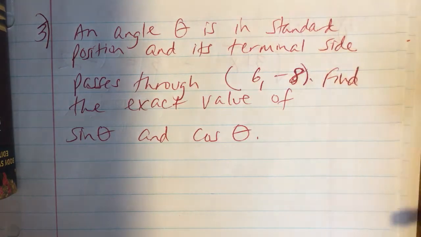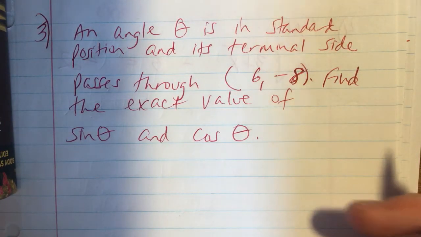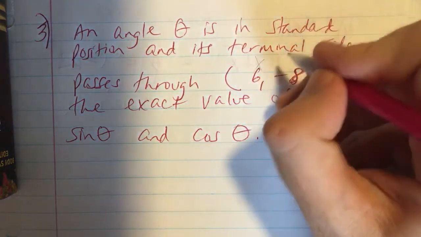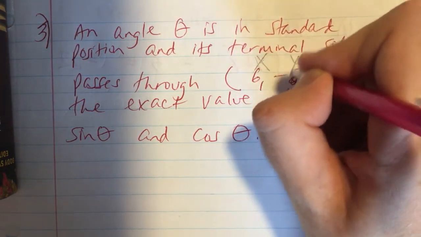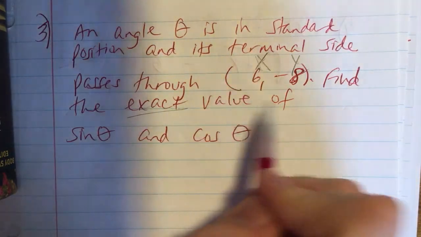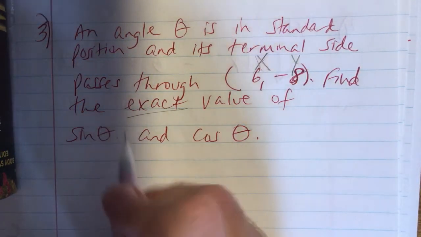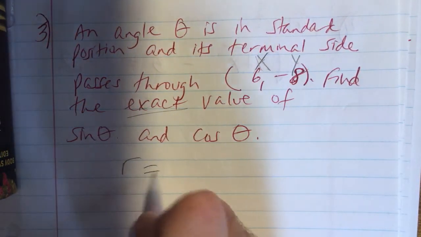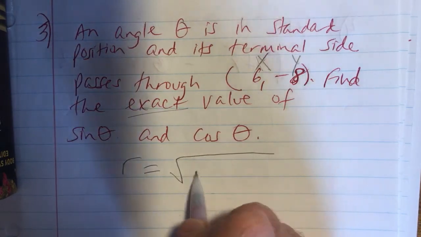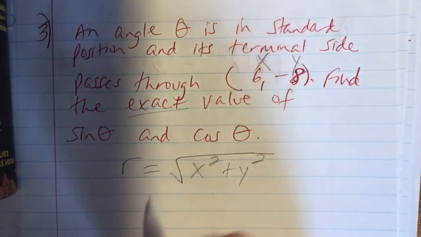Number 3, an angle theta is in standard position and its terminal side passes through the point (6, -8), where 6 is x and -8 is y. We want to find the exact value, so we're not going to use our calculator, of the sine of theta and the cosine of theta. Whenever you're dealing with a question like this, you need to know what the radius would be, and that equation is r is equal to the square root of x squared plus y squared. We're going to use these x and y values.